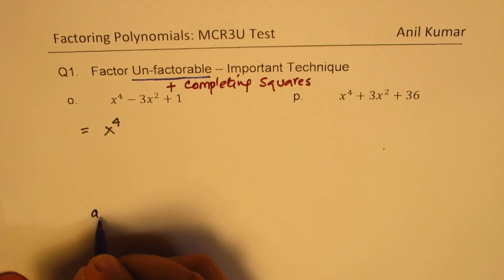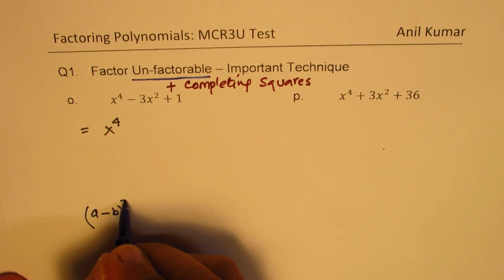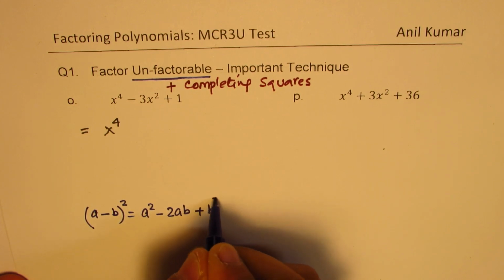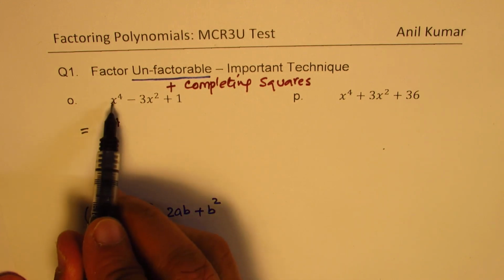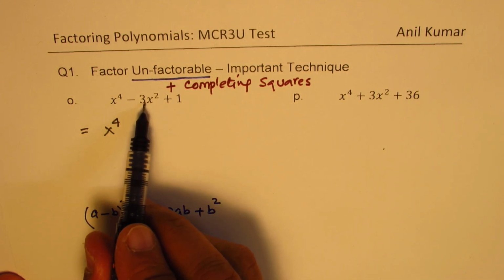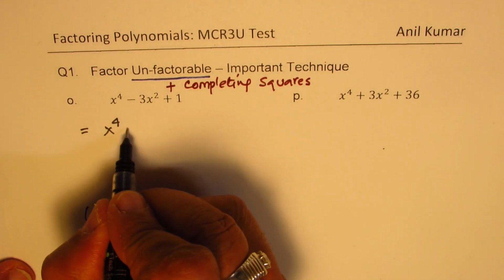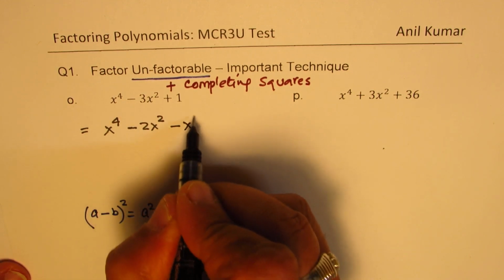Think like this. When I say a minus b, since there is a negative here, I'm just using a minus b whole square, which is basically a square minus 2ab plus b square, right? So in our case, we have 1 as b. We have x square here, but the center term is not minus 2x square, right? But it is minus 3x square. We need minus 2x square. So what I could do here is I could split this and write this as minus 2x square, correct? Minus x square plus 1.